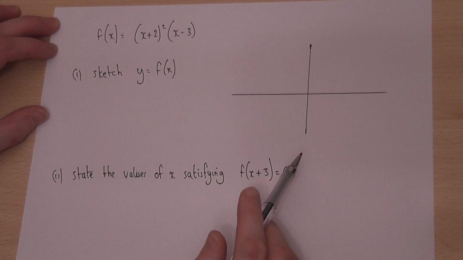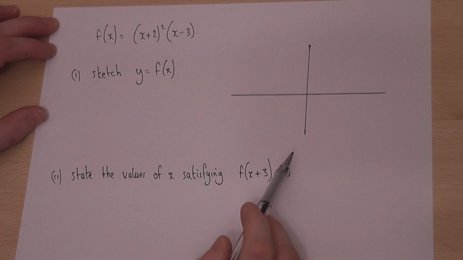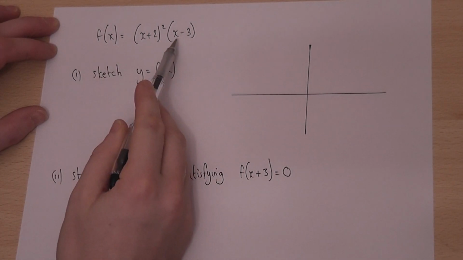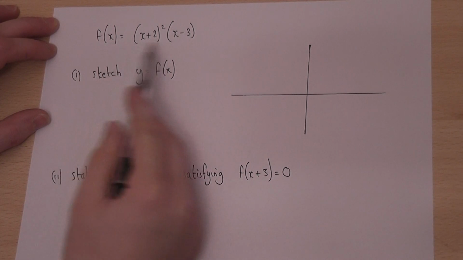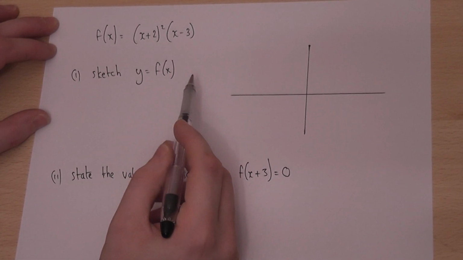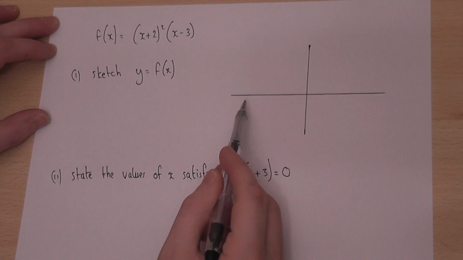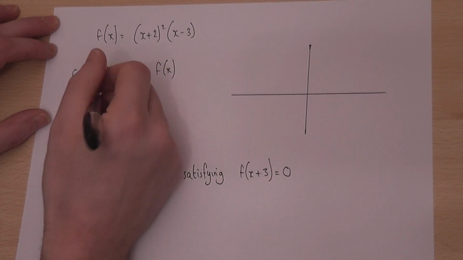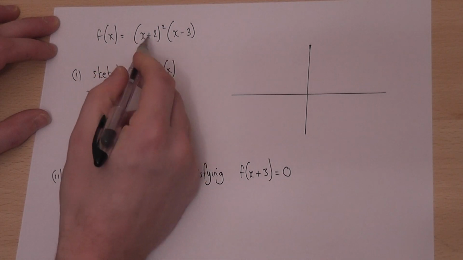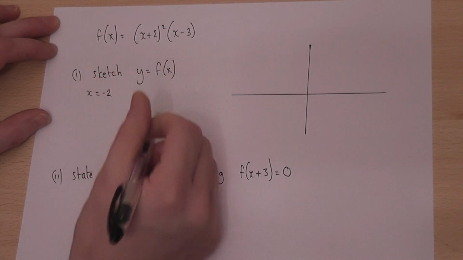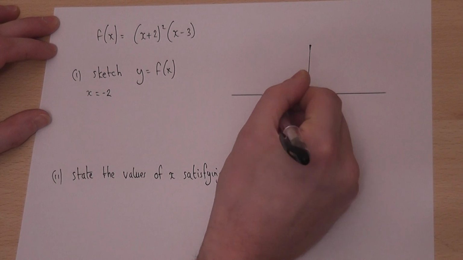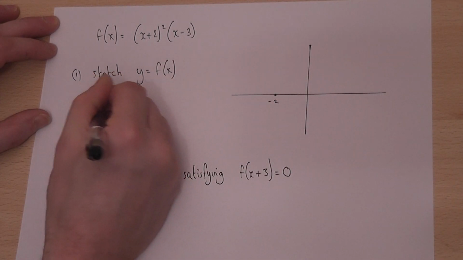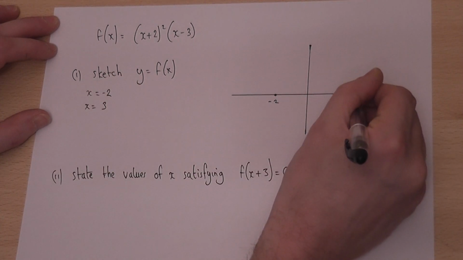This video looks at sketching cubic graphs. Now we're given a function which has been factorised and we're asked to sketch the function. Now the key points here are the x-intercepts. Now these are where the brackets equal 0. So we have x equal to -2 as one x-intercept and x equal to +3 as the other. So these are the roots.